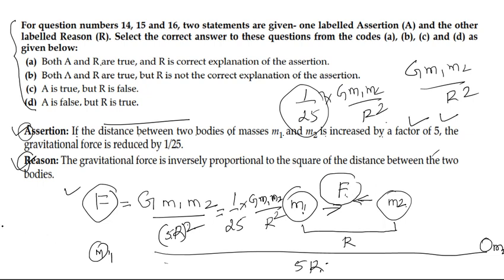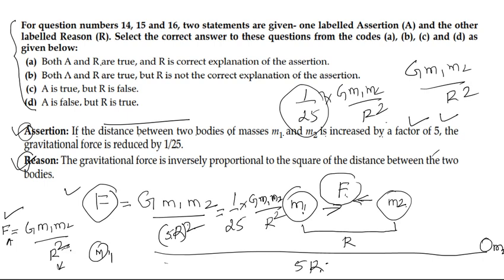Let me write here. If you look at this, F is equal to G into M1 into M2 by R square. Understood? So force is inversely proportional to the square of the distance. Inversely means what? As the distance increases, force will reduce, or if the distance reduces, force will increase. That is inverse proportion. And it is true.